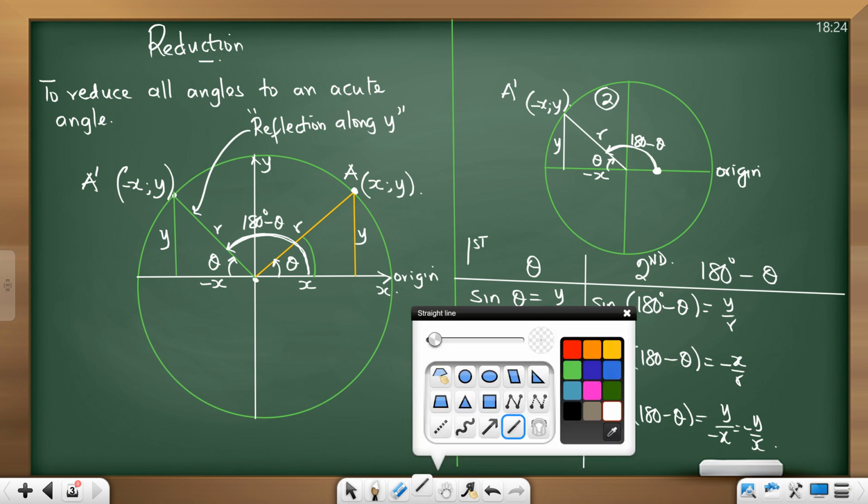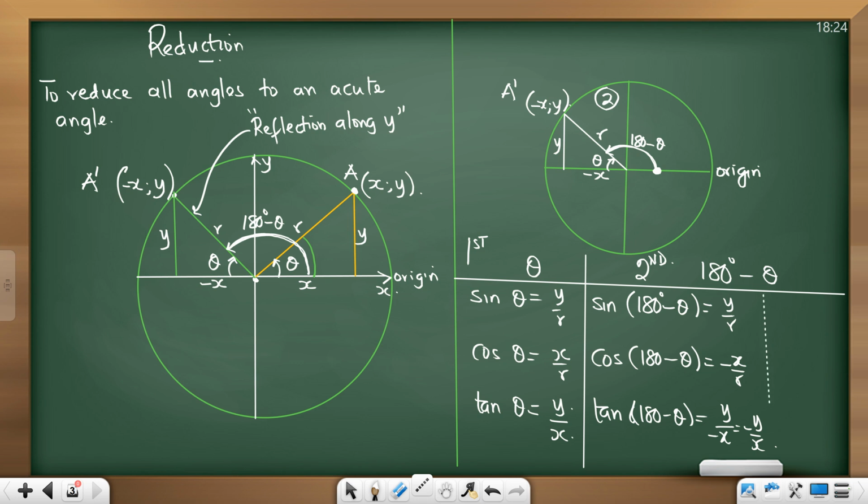Now, if we simplify this, I want you to see something here. Please watch this. What is y over r? Go back to the first quadrant. It is sine theta. What is x over r? It is cos theta. So this is negative cos theta. What is y over x? Tan theta, but there's a negative in front. This is why in the second quadrant, only sine is positive. All others are negative.